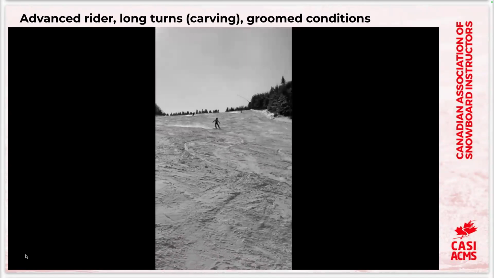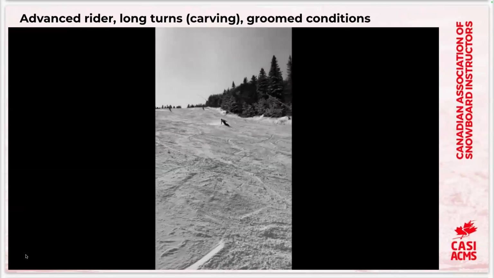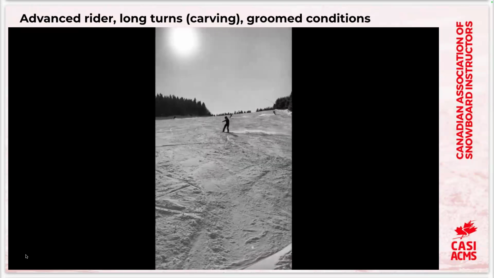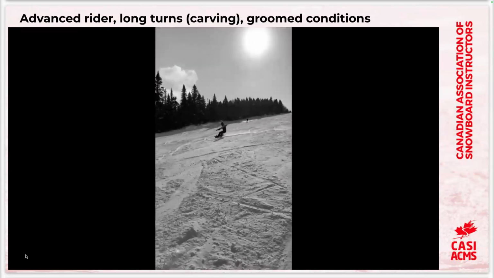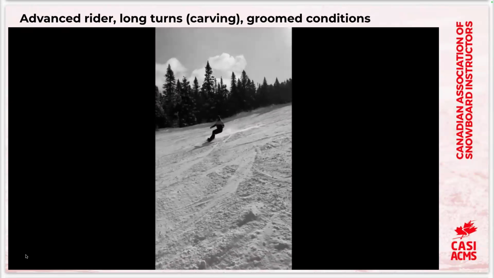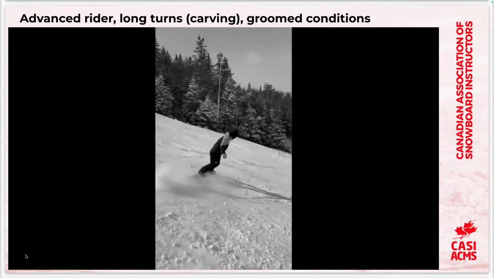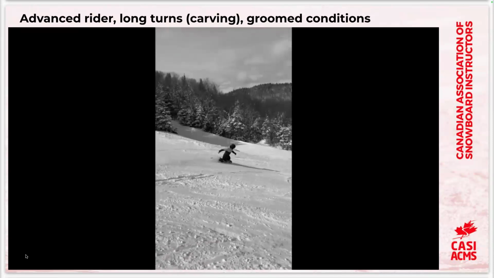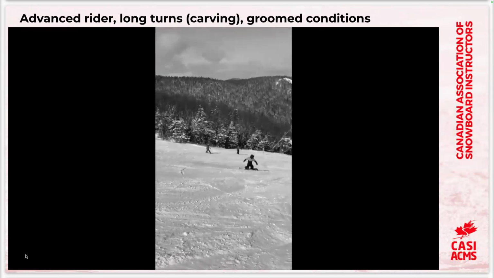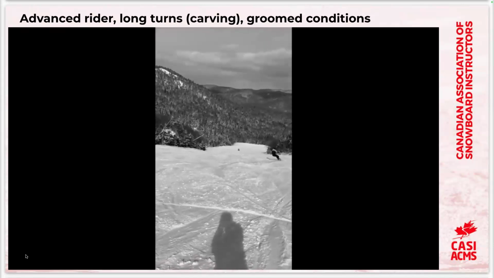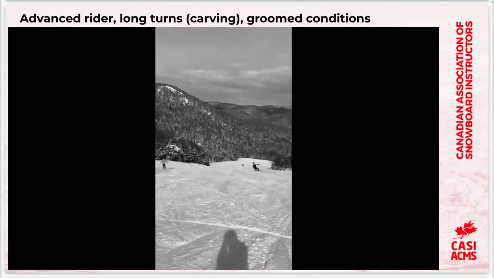See that, off the tail, have to come up really tall to get onto the new edge. So this rider doesn't have a problem pushing energy through the arc. He's fairly stable, right? The core competencies are there. Advanced competencies are pretty clear that he's able to sort of load and deflect the board for sure.